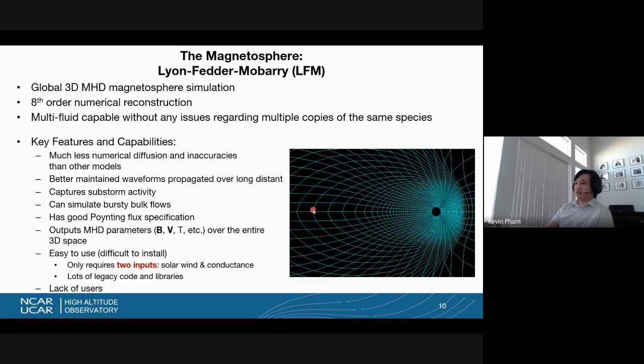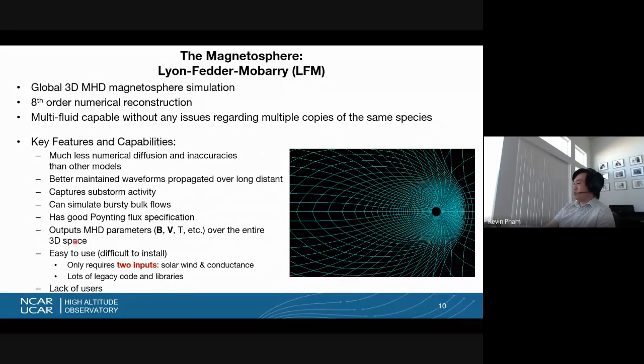So we don't have to go into a Cartesian grid where you would have a very dense grid in regions that we don't care about. So this saves a lot on computation time. And with the high order numerical reconstruction scheme, we're able to capture a lot of interesting effects, for example, substorms and bursting bulk flows. We're also able to get very good Poynting flux specification.